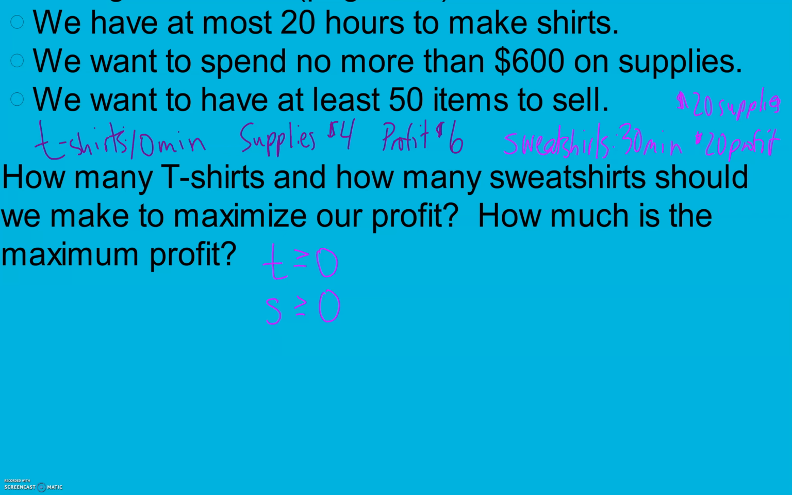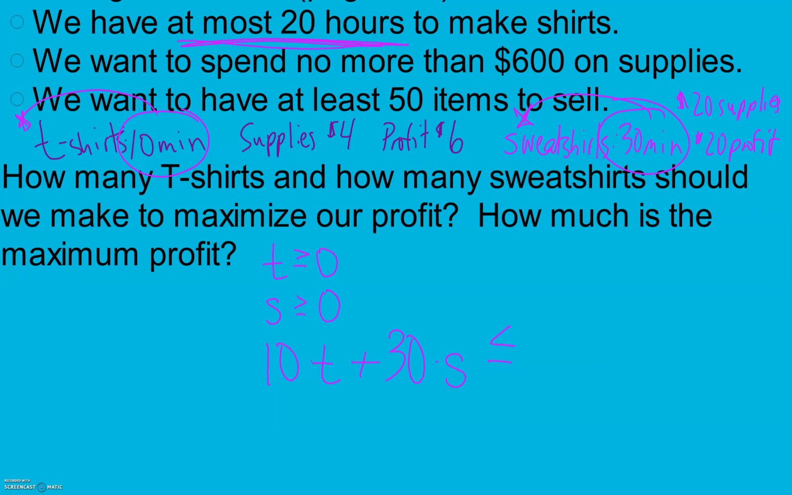Okay, now we have at most 20 hours to make t-shirts. It takes 10 minutes to make shirts. 10 minutes per t-shirt. So 10 times the number of t-shirts. 10 minutes times the number of t-shirts gives us our time spent on t-shirts. And 30 minutes for sweatshirts. So 30 minutes times the number of sweatshirts. We have at most 20 hours. So we can spend 18 hours if we wanted, but we can't spend 30. We can spend less time or equal to, but we can't spend more.